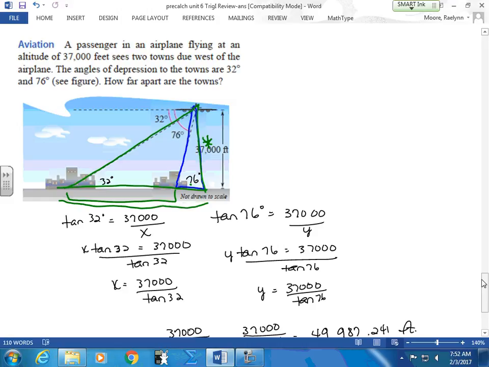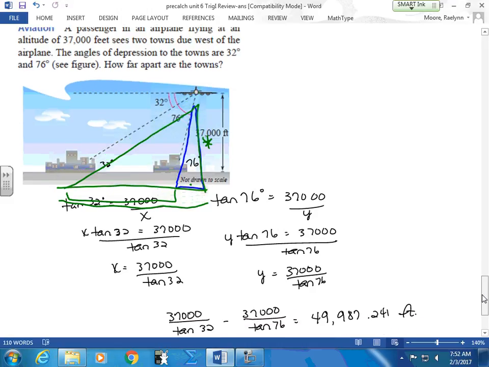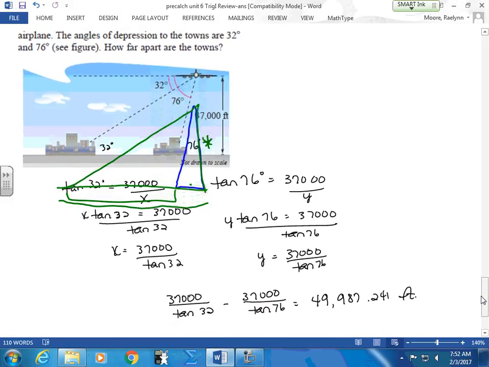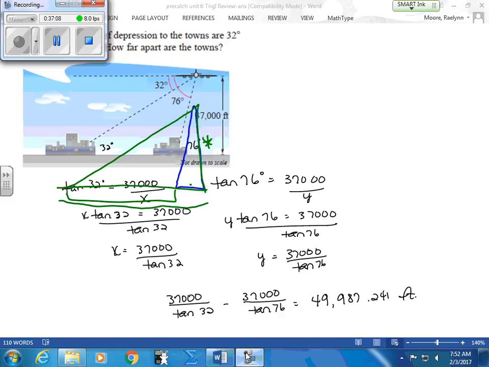Are you sure this is the wrong one there? Am I sure? Yeah, I'm sure. Yeah, I don't know why I switched that. Like I put the X over 37,000. I don't know why.